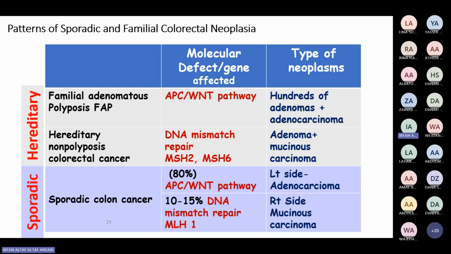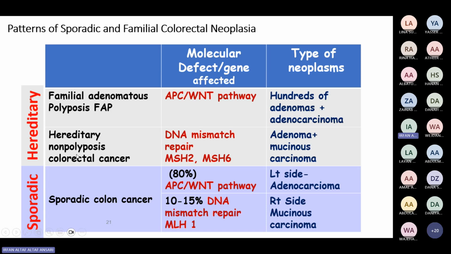Now we see the pattern of sporadic and familial colorectal carcinoma. Okay, so we have here the hereditary and the sporadic, and this is the molecular defect. In hereditary familial adenomatous polyposis syndrome, you have the APC WNT pathway. The affected gene is the adenomatous polyposis coli gene, and you see hundreds of adenomas and carcinoma in the colon. Okay.